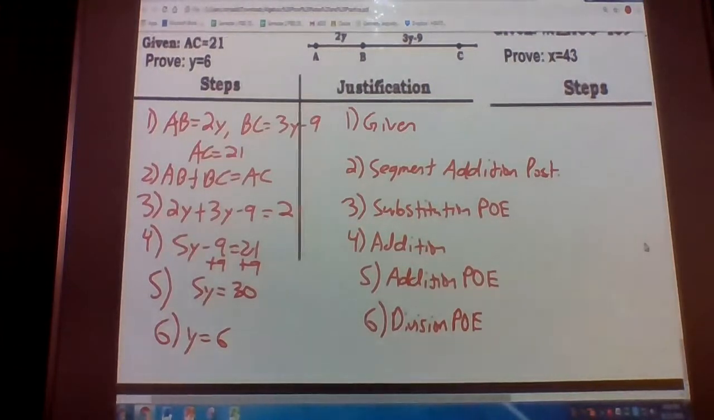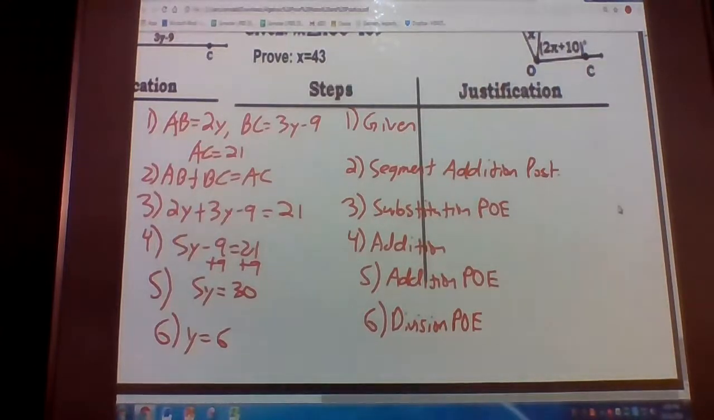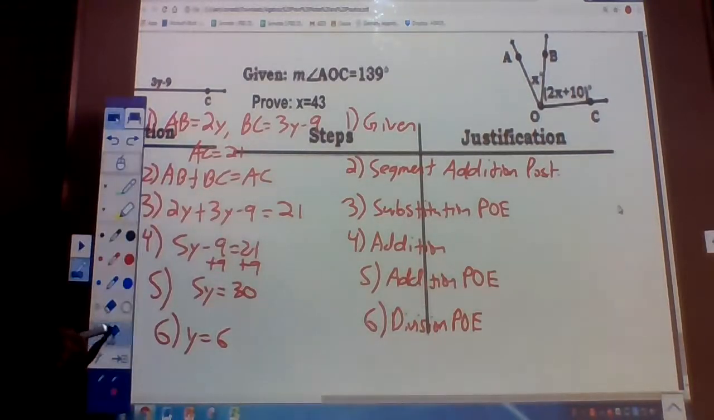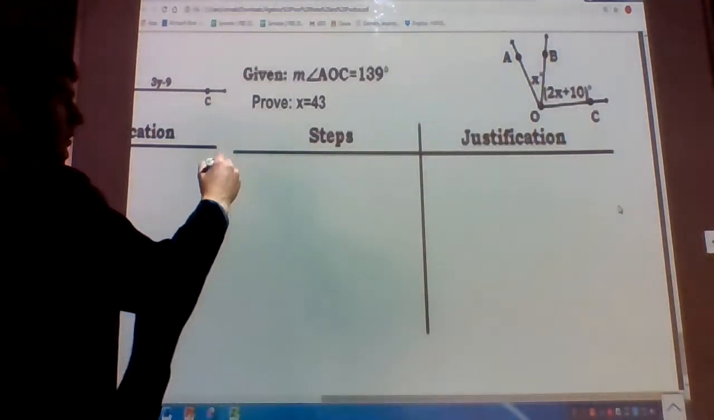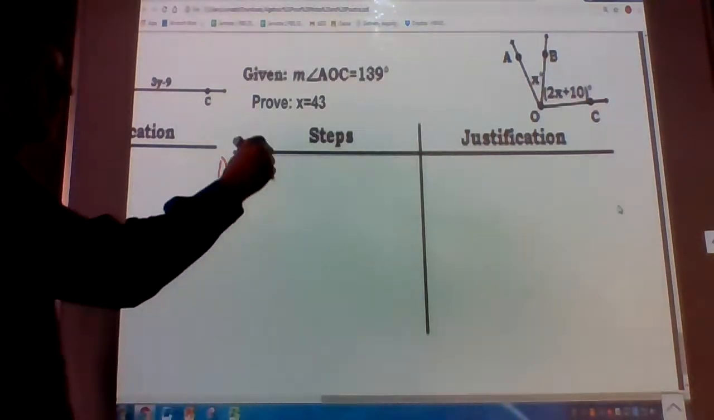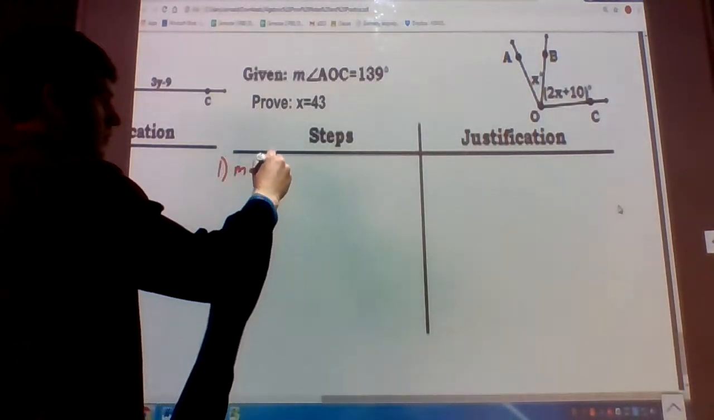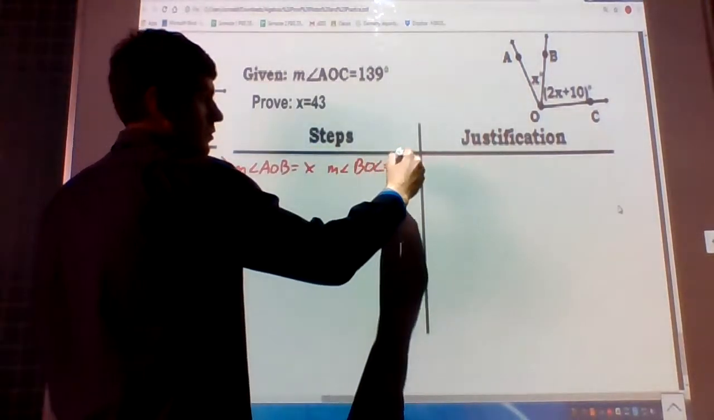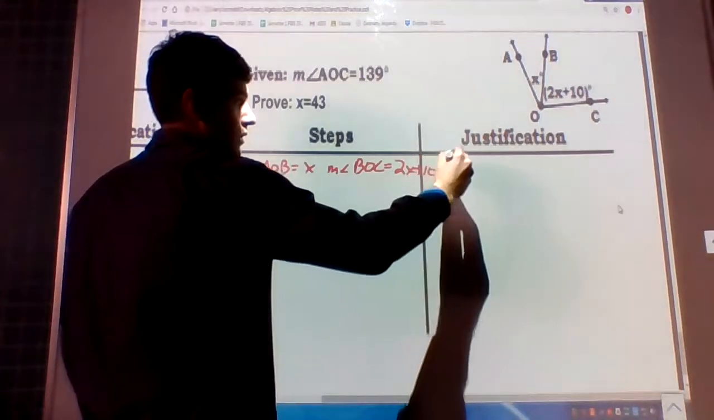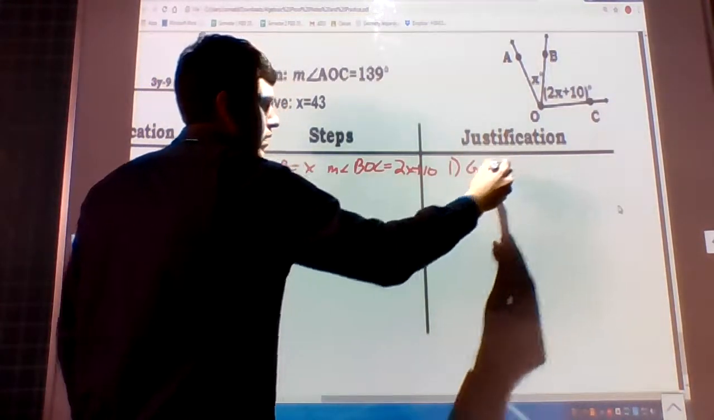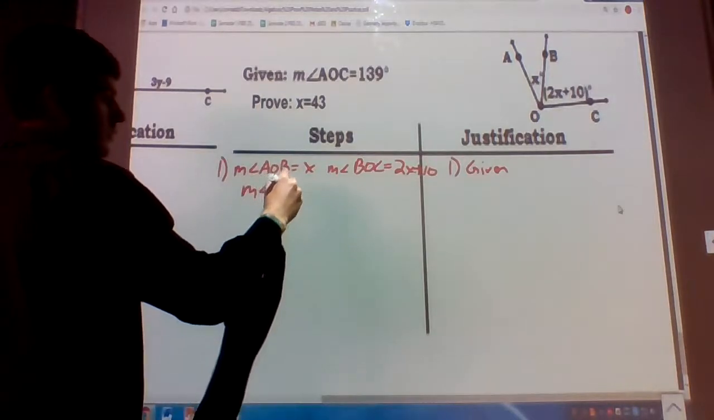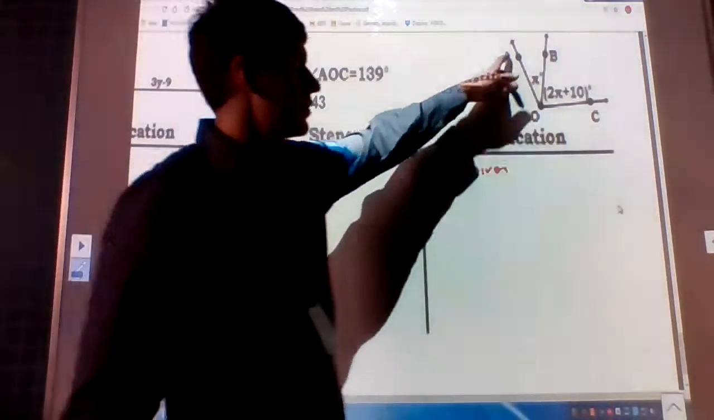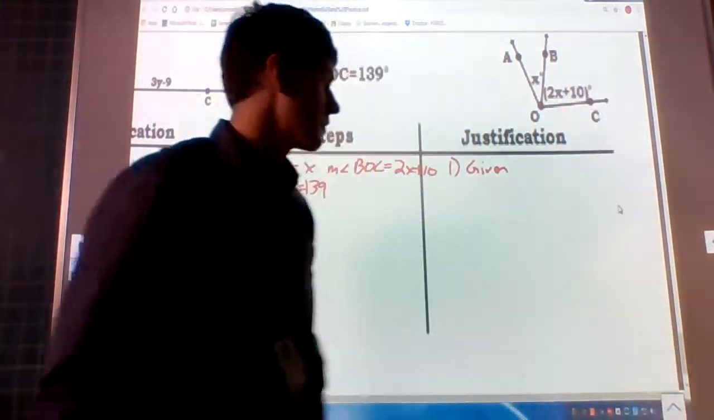Last one here is going to be the angle one. Okay, we might have to write it a little smaller. So they are giving us 3 pieces of information on this one. The measure of angle AOB is x. The measure of angle BOC is 2x plus 10. And the measure of angle AOC is 139. So AOC is 139, the measure of angle AOB is x, and BOC is 2x plus 10.